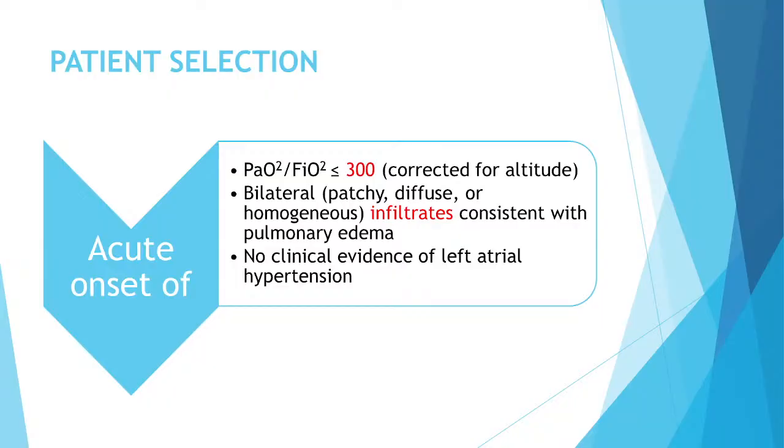So, in which patient do you apply ARDSnet? That is basically an ARDS patient, with PaO2/FiO2 less than 300 with bilateral infiltrates and no clinical evidence of left heart dysfunction. That is, it is not due to a cardiac cause.